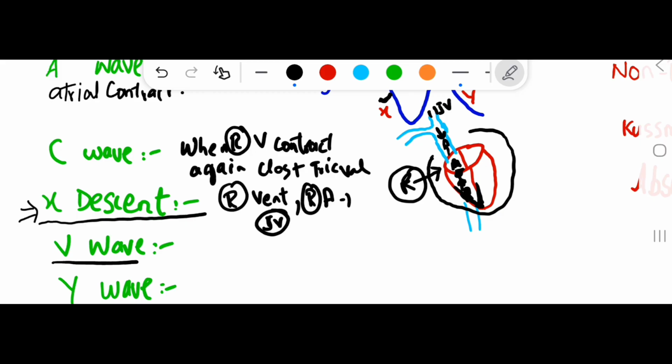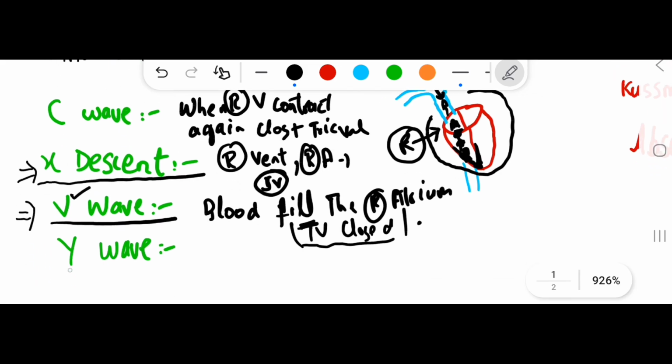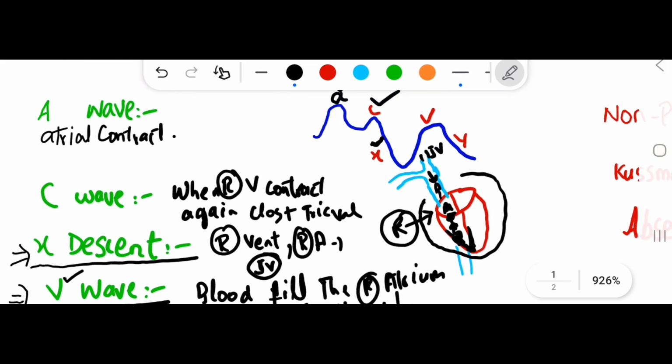Then we will talk about V wave. This V wave is produced when the blood fills the right atrium. The right atrium is filled with blood when the tricuspid valve is closed. So V wave is produced when the blood fills the right atrium, although the tricuspid valve is closed at that time. In this way, when the blood strikes the walls of the right atrium, this V wave is produced.